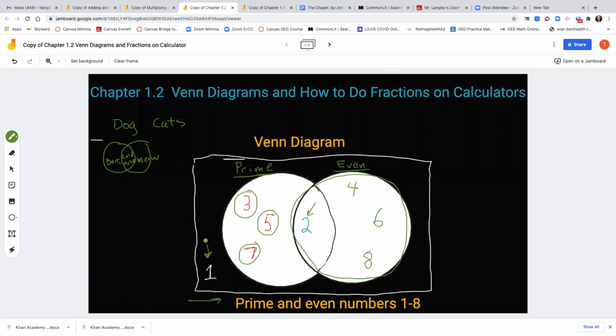So if you ever see a chart like this where they have a box around it all, like I have this box here, and you have something outside of the chart, what that means is that the thing you put outside the chart, that 1, does not fall into either category, prime or even. It's a number between 1 and 8, but it doesn't fall into either category. Okay, so that's where you'd stick it, outside of the circles. All right, so that's a Venn diagram.